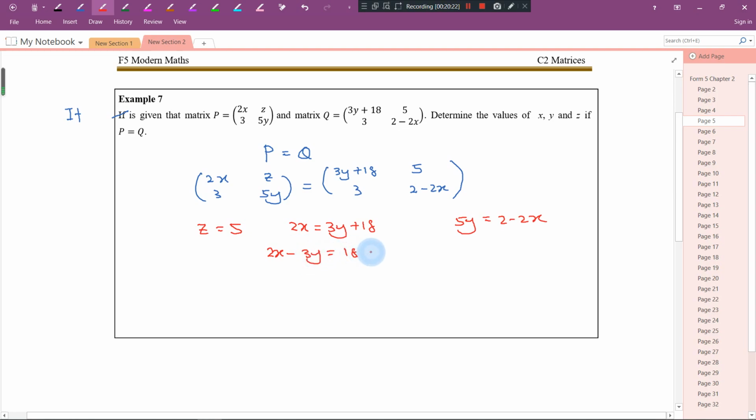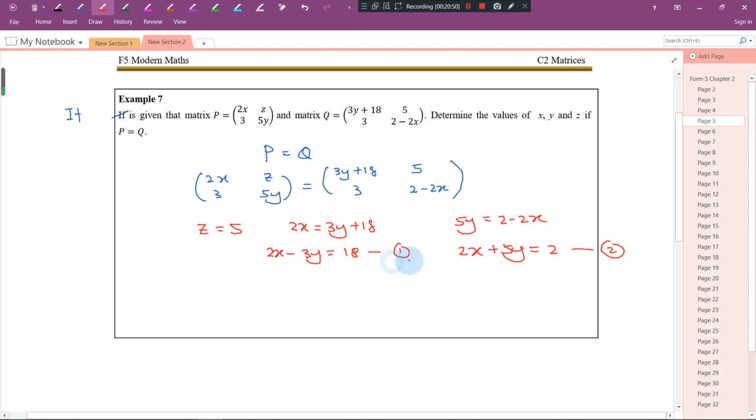Is equal to 18. Okay, let this one be the first equation. And here I do the same thing. I arrange nicely x and y. Bring the negative 2x over here, it becomes positive 2x. And you don't have any sign here, it means positive. Okay, just copy the 2. Now you have the second equation.